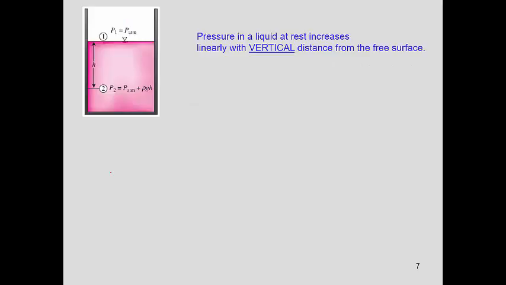So you have here at the surface atmospheric pressure, and then this would be your absolute pressure. It would be the atmospheric plus the gauge. So this here really is the gauge pressure.